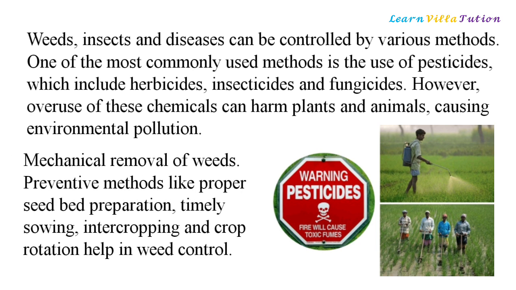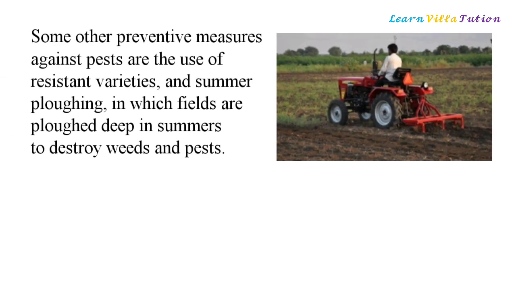Mechanical removal of weeds. Preventive methods like proper seedbed preparation, timely sowing, intercropping, and crop rotation help in weed control. Some other preventive measures against pests are the use of resistant varieties and summer plowing, in which fields are plowed deep in summers to destroy weeds and pests.